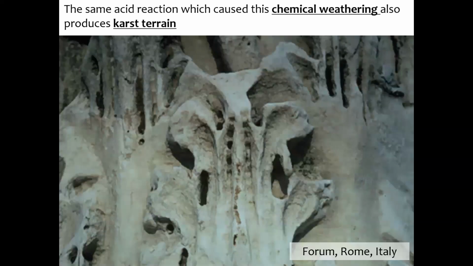So that same acid reaction that causes chemical weathering like this is what produces karst terrain. And karst happens naturally because rainwater is naturally acidic. It's slightly lower in pH than neutral. And so over time, that slightly acidic rainwater can eat away at limestone.